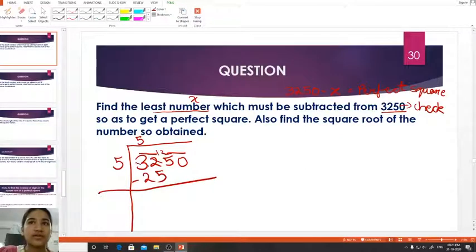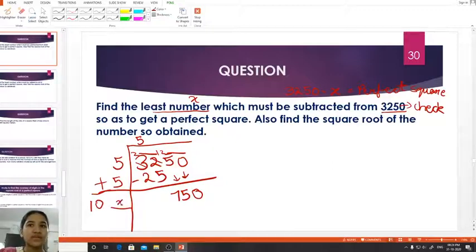It will be 2. Same as in division, we subtract; here also we have to subtract. Next step is to bring the next pair down. The next step is to add it to the quotient. We get 10. Now we have to place a number over here. If here we are going to place x, here also we have to place x. That means this into x should be equal to 750 or near 750.